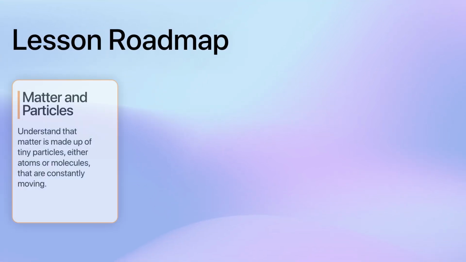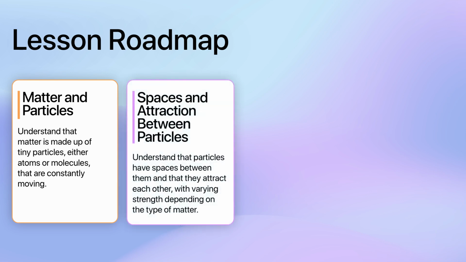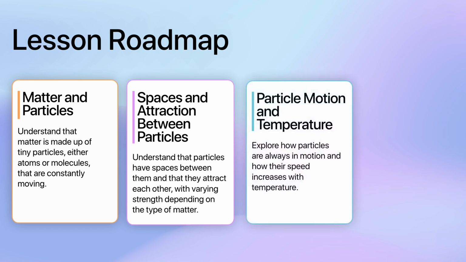Today we will learn that matter is made up of tiny particles, either atoms or molecules, that are constantly moving. We will then move on to looking at spaces and attraction between particles, learning that particles have spaces between them and attract each other, with varying strength depending on the type of matter. Finally, we will explore how particles are always in motion and how their speed increases with temperature.